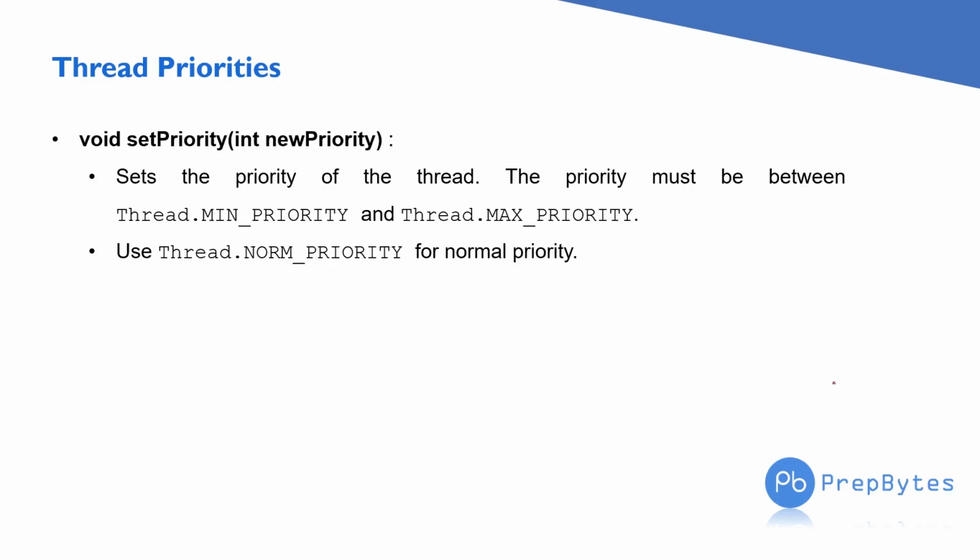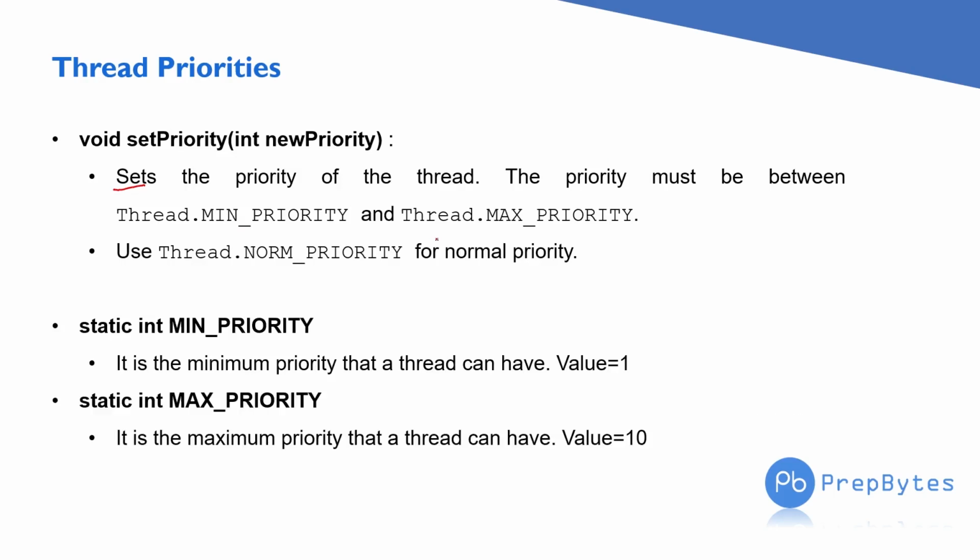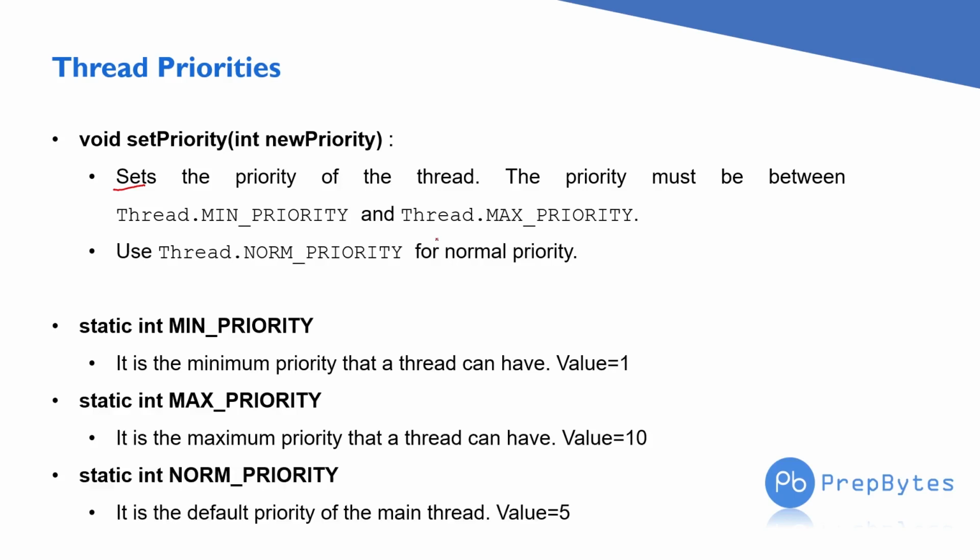The next points are about the setPriority method, which sets the priority of the thread. The priority must be between Thread.MIN_PRIORITY and Thread.MAX_PRIORITY. Use Thread.NORM_PRIORITY for normal priority. Second, static int MIN_PRIORITY is the minimum priority, and the value is 1. This is for your notes. Static int MAX_PRIORITY has the value 10, and the NORM_PRIORITY value is 5.